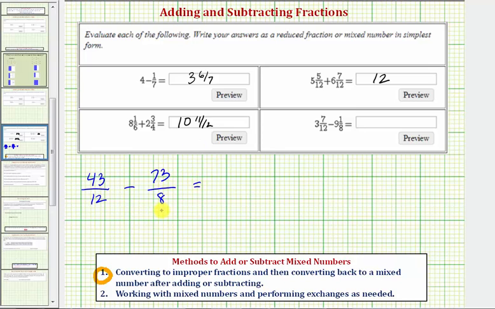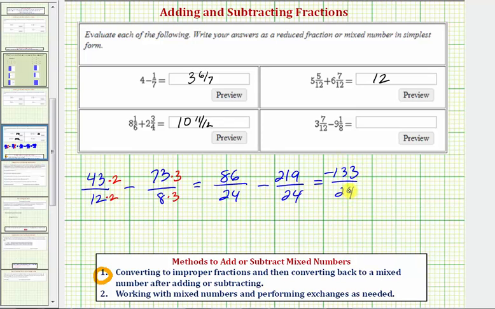Now we must obtain a common denominator, hopefully the least common denominator, which is the least common multiple of 8 and 12, which should be 24. So we'll multiply this first fraction by 2 over 2, the second fraction by 3 over 3. So again, notice how we have a common denominator of 24. For the first fraction, the numerator is 43 times 2, that's 86. Our second fraction, the numerator is 73 times 3, which equals 219. We have a common denominator, so we can go ahead and subtract. The numerator is going to be 86 minus 219, which equals negative 133.